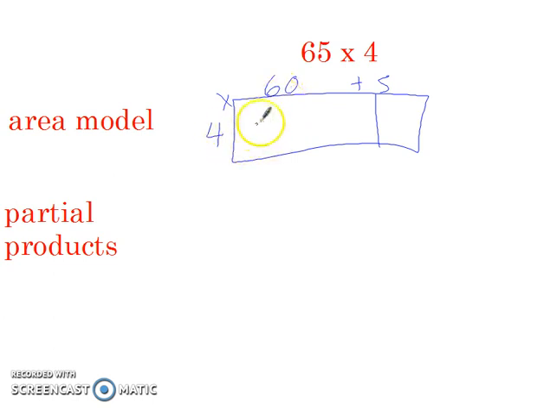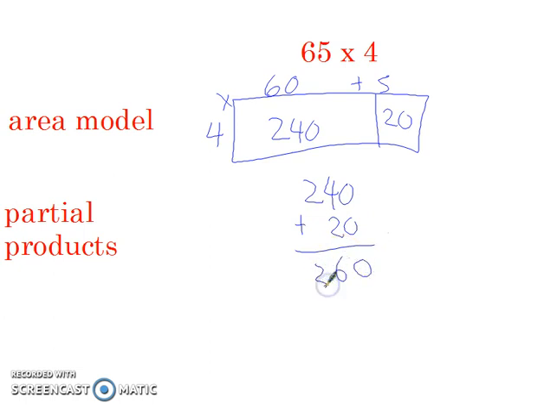Length times width. 4 times 6 is 24. 1 0 to append. That would be 240. Down here, length times width. This is 5. This is 4. 5 times 4 is 20. Add my two numbers together. 240 plus 20, and I should get 260.